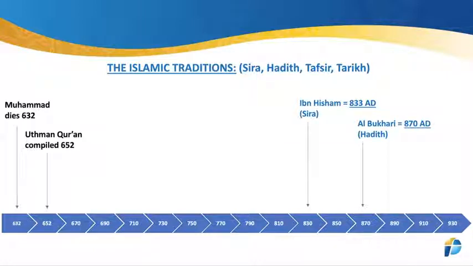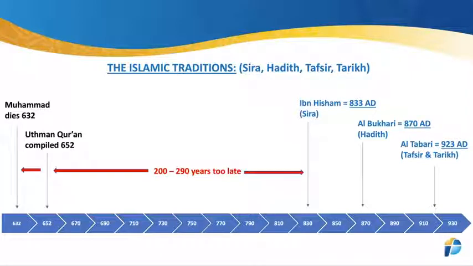What about all the tafsir, the commentaries, which is the third genre, and the tarikh, which would be the history? Well, the first one to write down any of the tafsir and any of the tarikh is this man here, Al-Tabari, and he died in 923. 923, that is the 10th century. So everything we know about Muhammad, about who he was, what he did, what he said, really everything, how Islam began, comes from these people, Ibn Hisham, Al-Bukhari, Al-Tabari. Folks, that's 200 to 290 years too late.